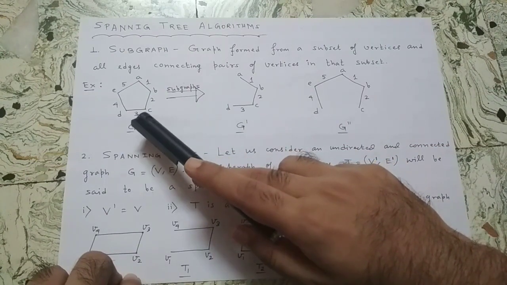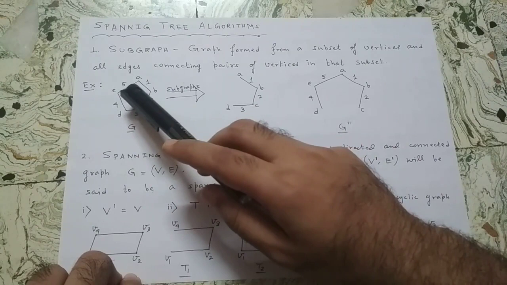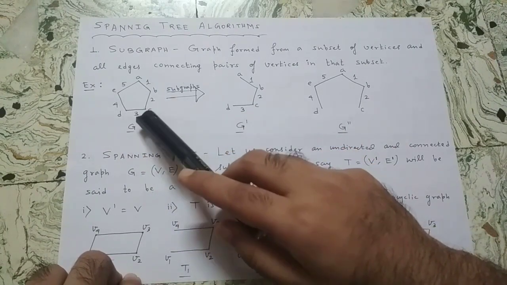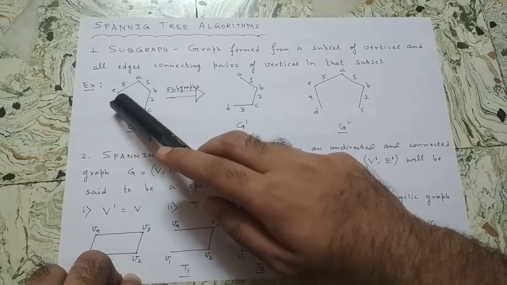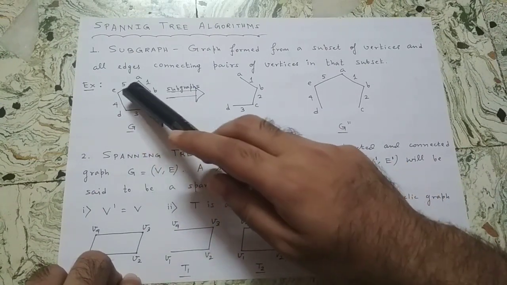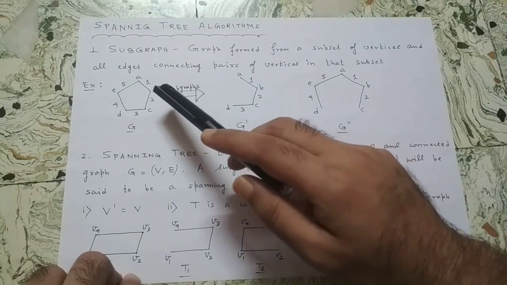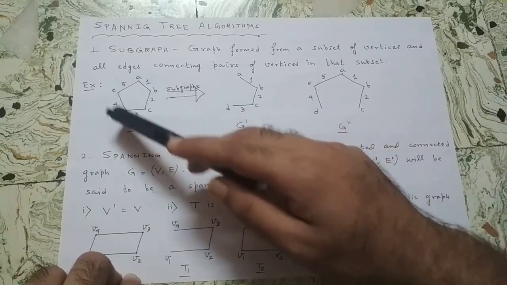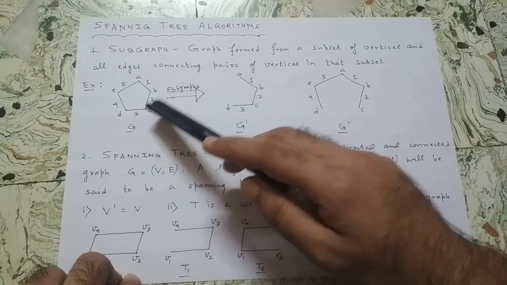So here you see a graph denoted by the name G, which has how many vertices? A, B, C, D and E. There are 5 vertices and there are 5 edges. Now, from such a graph, what you can generate are subgraphs.